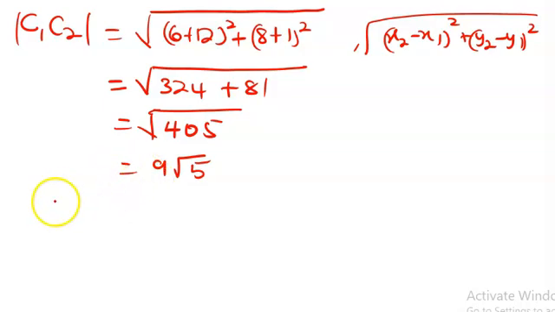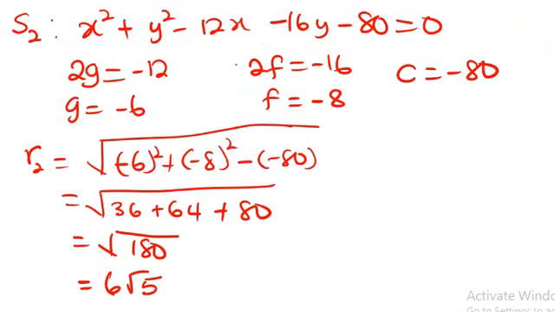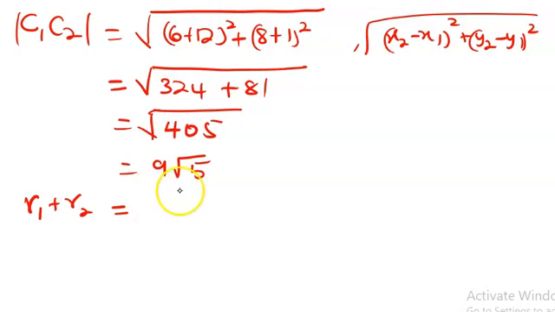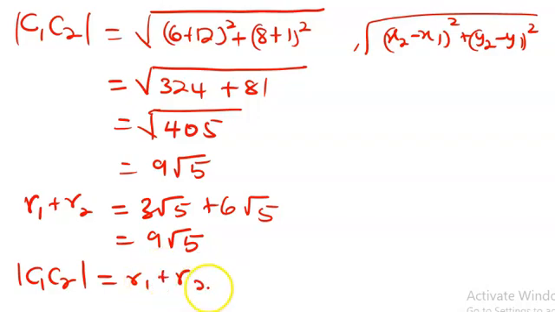Okay, so let's find the sum of the radii. The first radius was 3 root 5. The second radius was 6 root 5. So let's put them together: 3 root 5 plus 6 root 5, so 3 plus 6, 9 root 5. Now, since the distance between the two centers is equal to the sum of the two radii, which is 9 root 5, we conclude that the two circles touch externally.